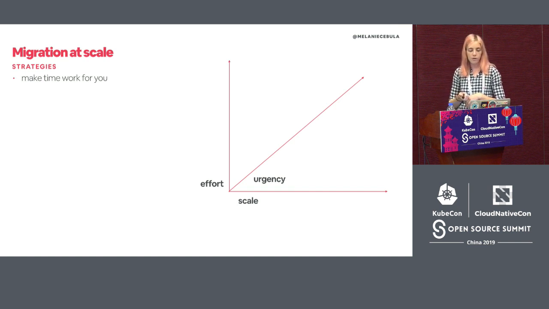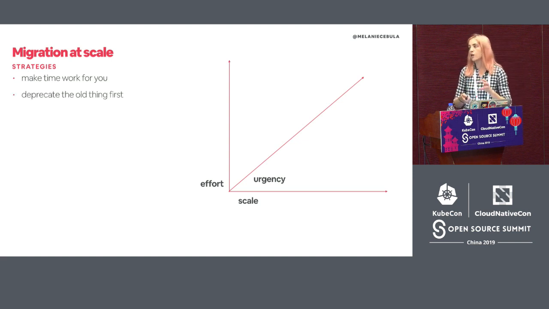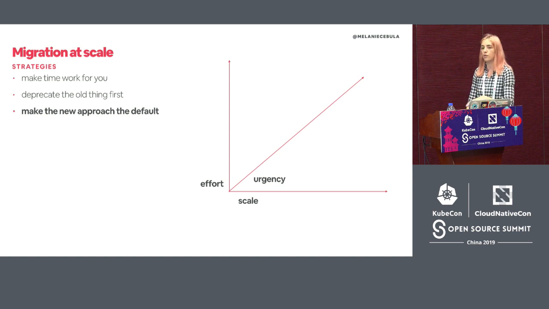One other strategy, which is actually even more important, is to make time work for you. Try to deprecate the old thing first. I talked about how you have exponentially more edges, right? How can we make it so you don't have this exponential problem? Make the new approach the default as soon as you can. Then instead of racing to migrate things as they pop up, all of the new things are already migrated because they're using the new thing, and you just need to migrate all of the legacy things.